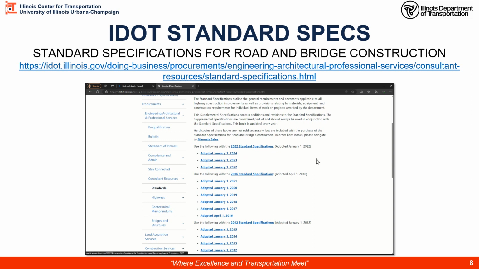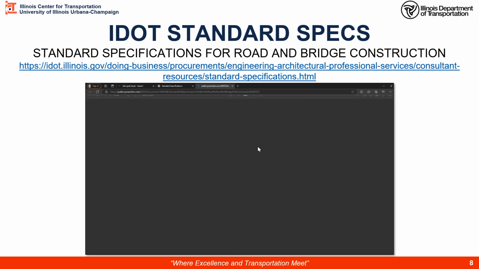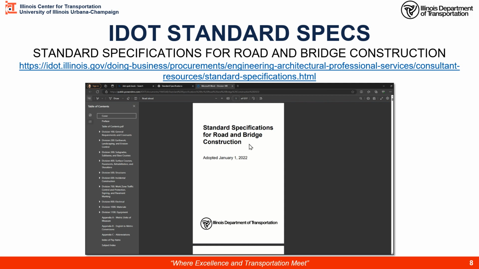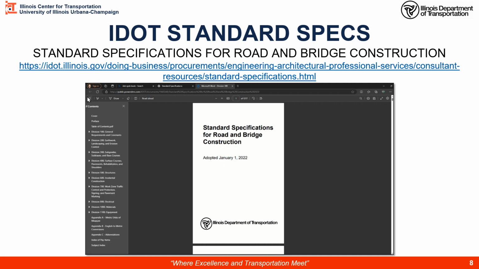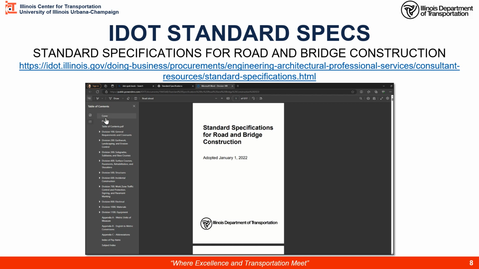Below that, you can see the supplemental and recurring special provisions. We're going to click on the 2022 standard specifications. It will bring up a PDF in our web browser. It's a big one. There we go. The standard specifications for road and bridge construction as of January 1st, 2022. Yay. We do have a table of contents, which is really nice.